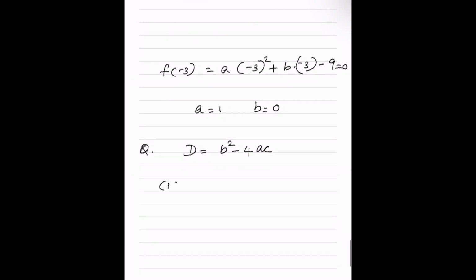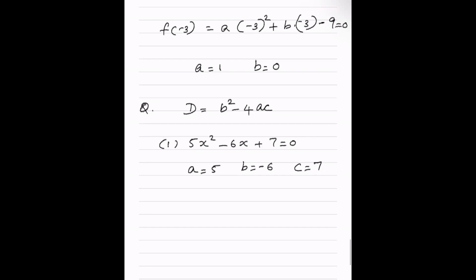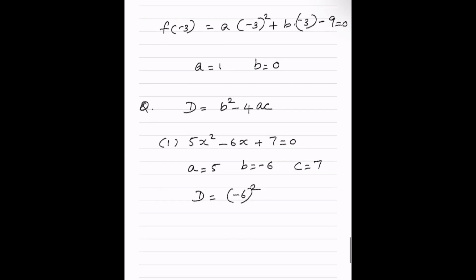First question is 5x square minus 6x plus 7 equal to 0. Tell the nature of the roots. So a is 5, b is negative 6, and c is 7. So you need to find the discriminant. Formula is b square minus 4ac. b square is negative 6 whole square minus 4 into 5 into 7, which would be 36 minus 140. Right? You are getting negative 104, which is less than 0.